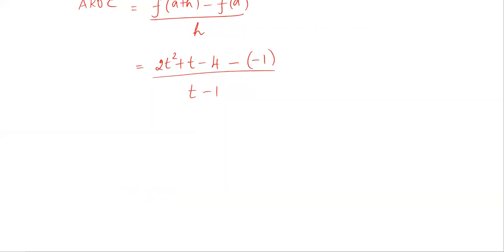Let's get more space here. So 2t squared plus t minus 4 plus 1. In fact, you can kind of combine it and make it as minus 3 over t minus 1. Although you could leave the answer like this, you always have to make sure that you factorize it if it's possible. So if it is not factorable, then it makes sense to leave the answer as it is.